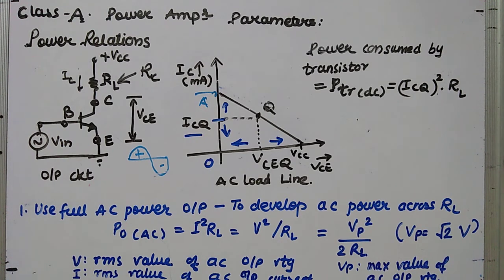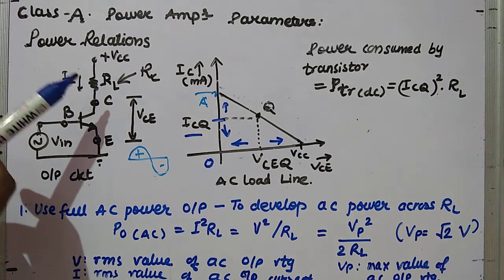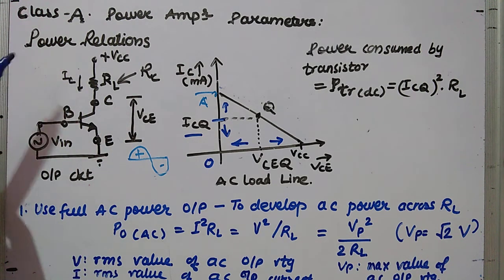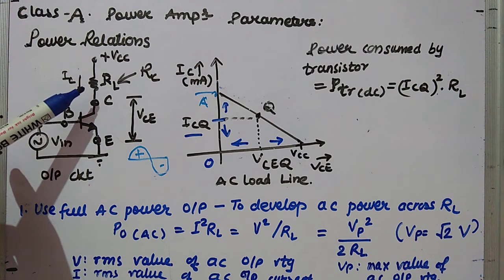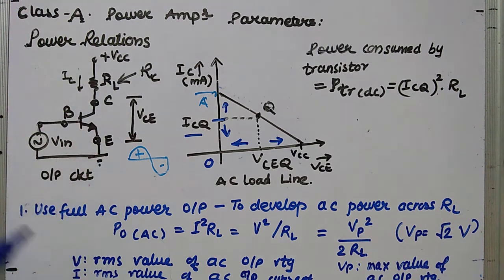So again I will revise it. The power consumed by the transistor is divided into two parts. First, the AC power which is developed across this RL. Its equation is given as PO(AC) = I square RL. Here I have written V square by RL, I square RL or V square by RL.